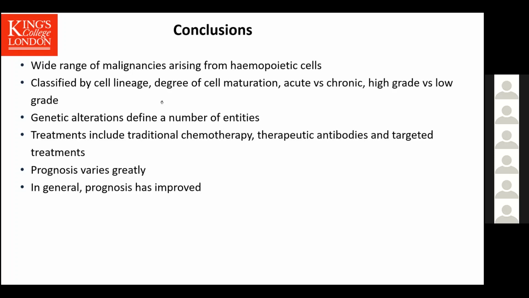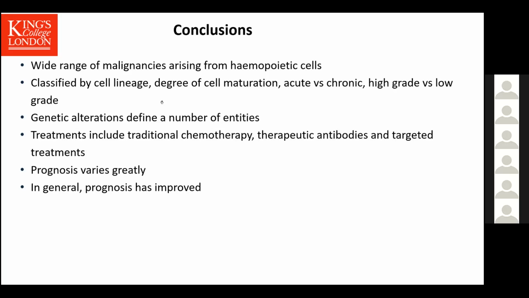In conclusion, the malignancies, either myeloid and lymphoid, have a wide range of malignancy arising from hematopoietic stem cells. They're classified by the cell of lineage, degree of cell maturation, acute versus chronic, high grade versus low grade. You can have genetic alterations defining a number of entities. Treatment includes radiotherapy, therapeutic antibodies, targeted treatment, and prognosis varies depending on their genetic abnormalities, depending on the disease, whether it's low grade or high grade. So there's quite a wide variation in the prognosis as well.